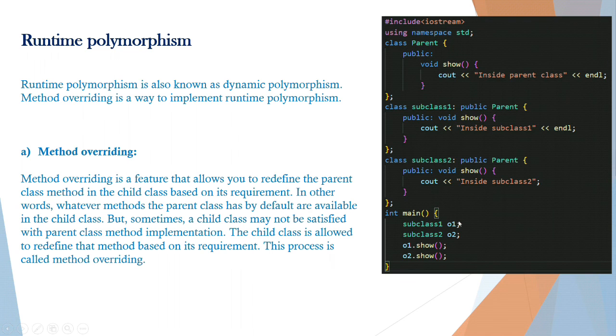Let's take the example where we are creating two objects of type subclass 1 and subclass 2, which are O1 and O2. As you can see, subclass 1 is a child of parent and subclass 2 is also a child of parent, and we are rewriting the show function in subclass 1 and also in subclass 2. So whenever we call the show function of object 1, this will be printed simply inside subclass 1, and for this, inside subclass 2. It means the line inside the parent class is overridden in the child function. So this is called runtime polymorphism, and this is an example of runtime polymorphism, and this process is called method overriding.